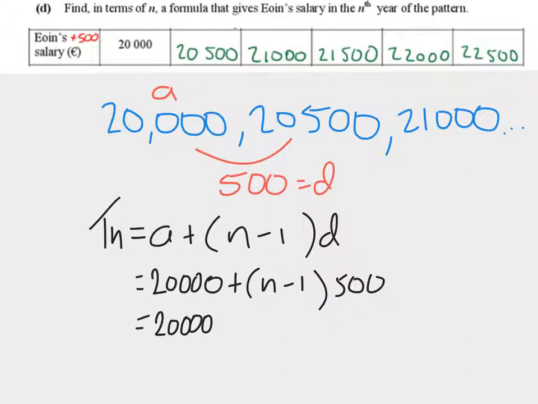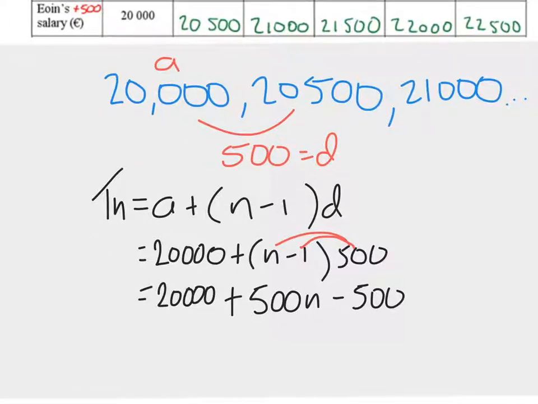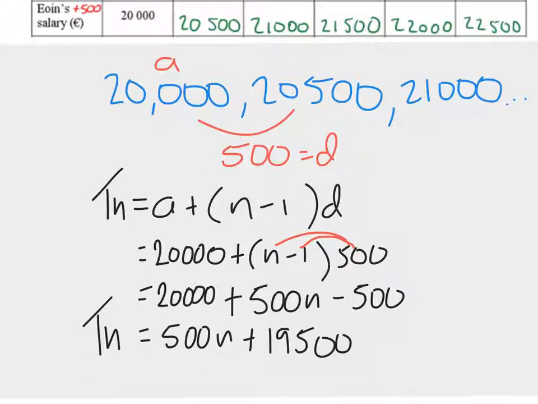So we bring down the 20,000 and the plus, and then we multiply out the brackets. N times 500 is 500n, a number times a letter, we stick them together. And minus 1 times 500 is minus 500. A minus times a plus is a minus. Now we simplify. So we write down the 500n, and then we simplify the numbers. So 20,000, take away 500, is 19,500. And now we've worked out Tn, the nth term.